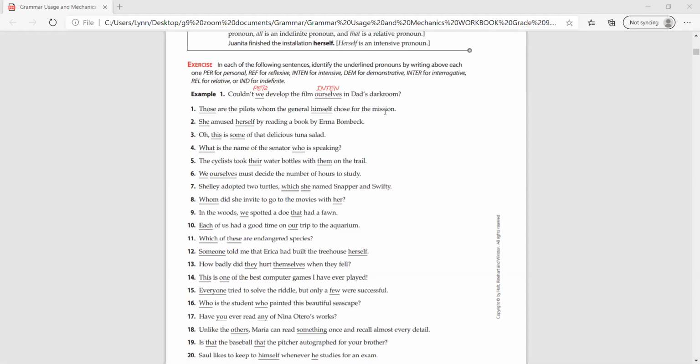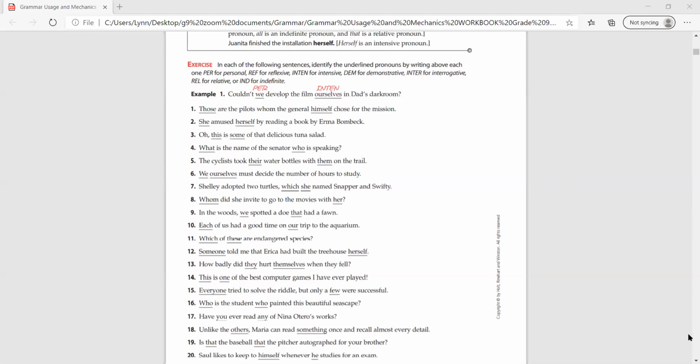Okay. Each indefinite. Okay. Our personal. Okay. Any questions on this page? If you need to review the rules on how to identify pronouns, go back to page five. Make a little note on your page here if you need to.